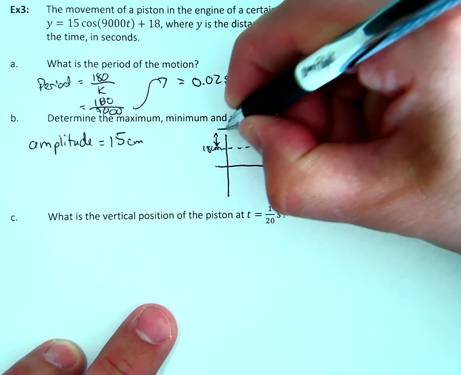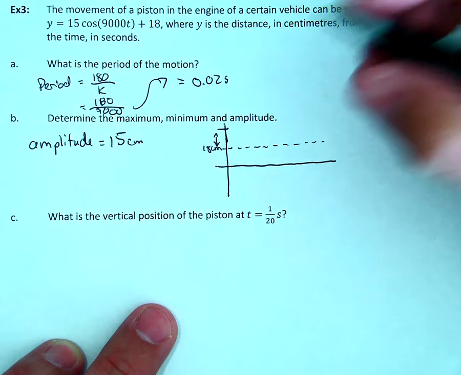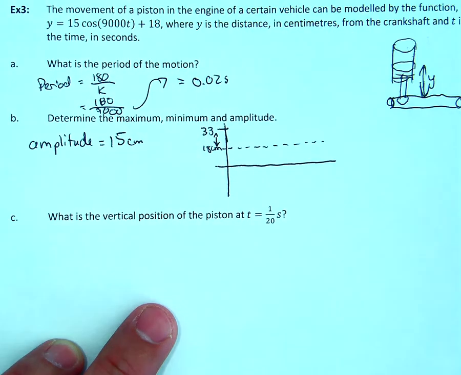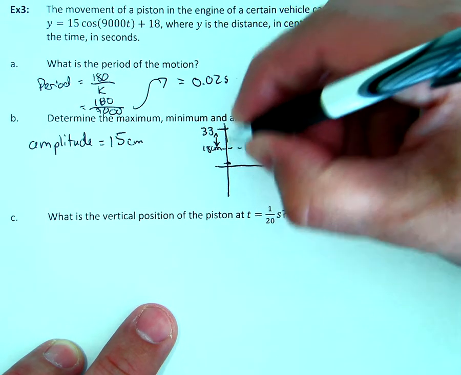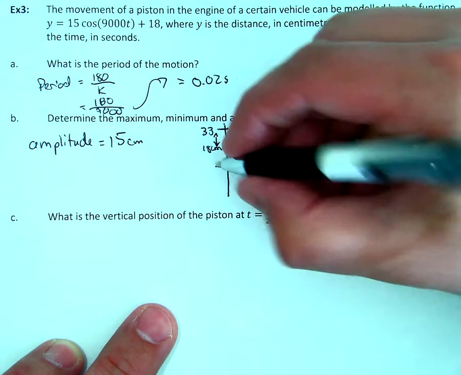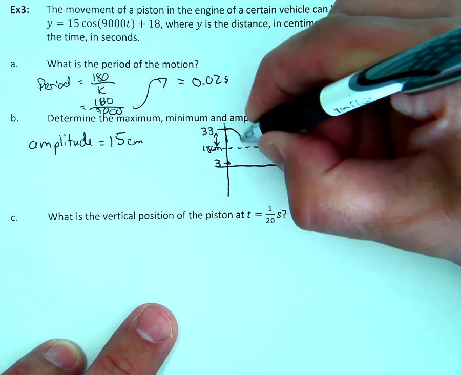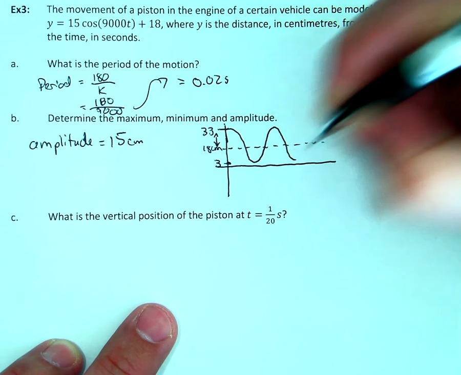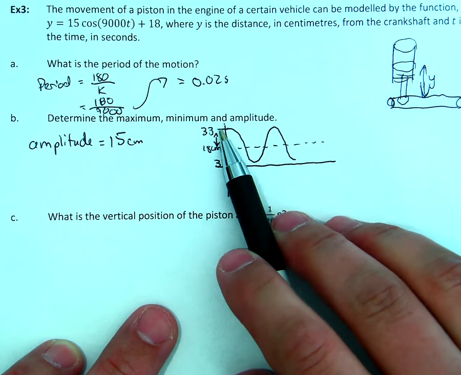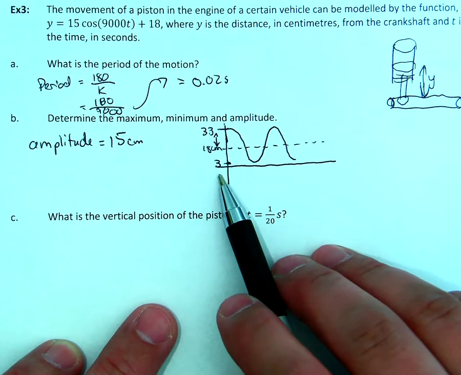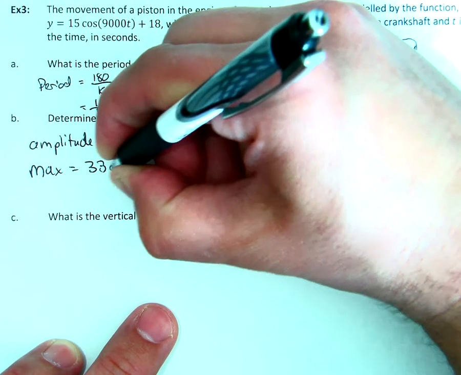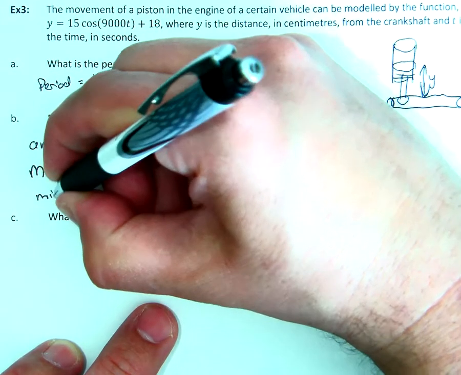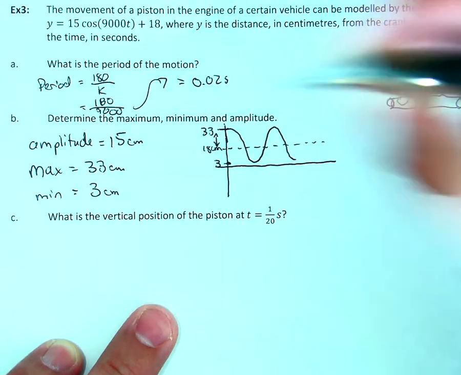So up to here, that's going to be 18 plus 15, which is 33. Same thing happens at the bottom. From here down to the minimum will be 15. So 18 minus 15 will give me 3. So if I draw a quick sketch of something like that, I can tell from this, the maximum is 33, the minimum is 3. So the max is equal to 33 centimeters, and the minimum is equal to 3 centimeters.